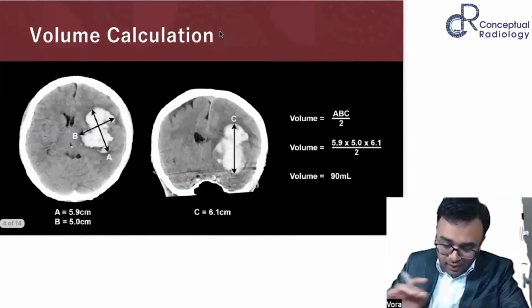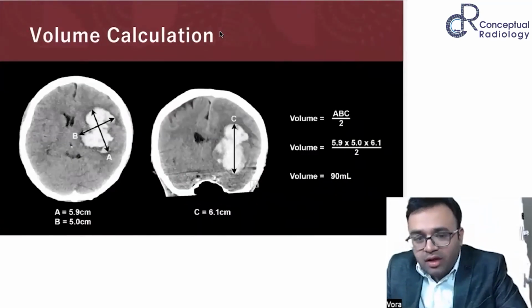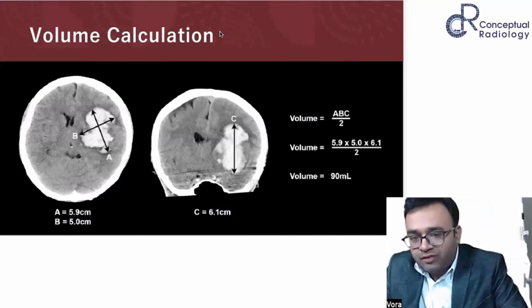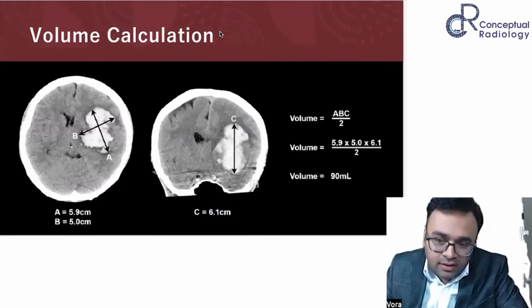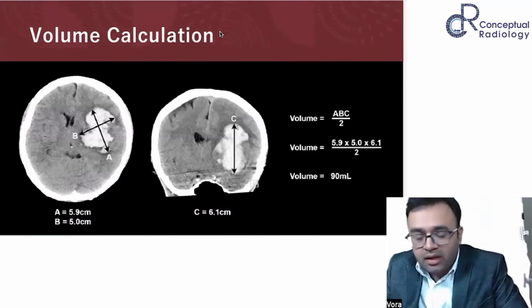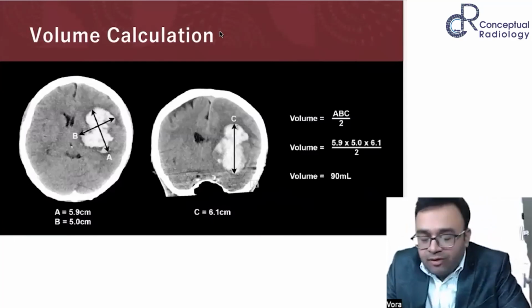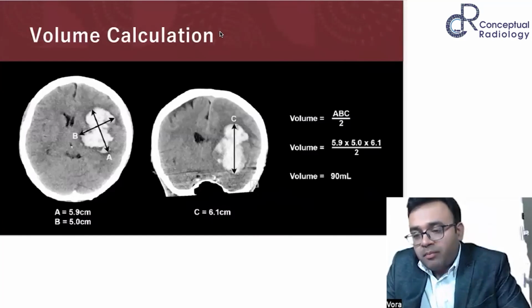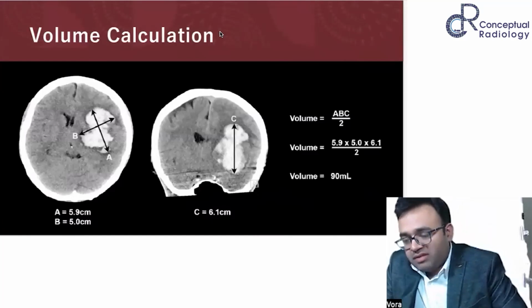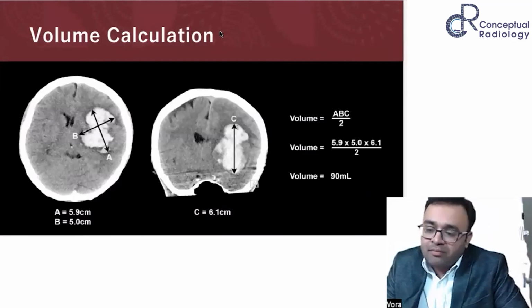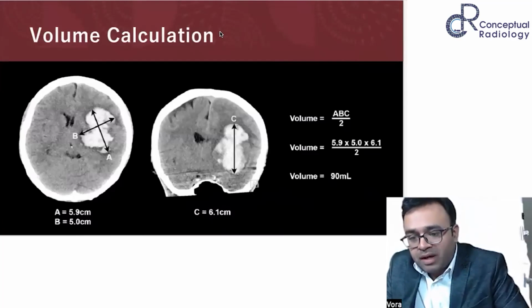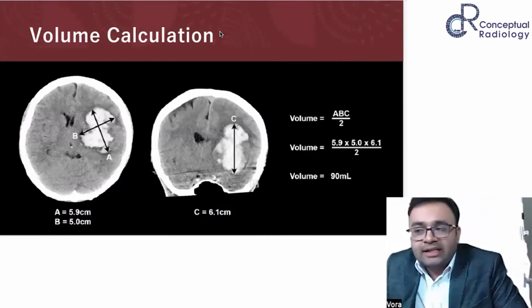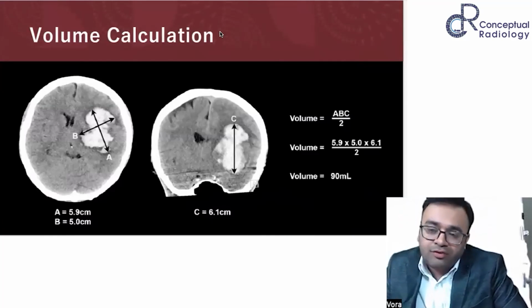Then there is volume calculation. Now, this is the basic formula of a sphere, which is A into B into C divided by 2, where you calculate the length, the width, and the height. And the height we generally calculate in the coronal recon. But if the coronal recon is not available and you just have an axial, let us suppose, you measure the height by calculating the number of cuts which have encompassed it. Let us suppose it takes 10 cuts and the cuts are of 5 mm each.